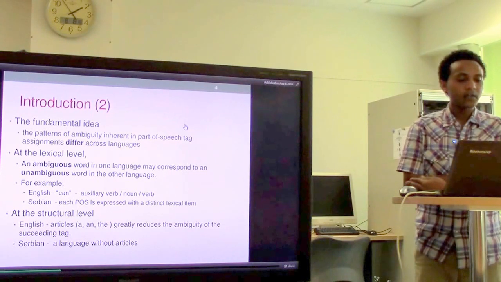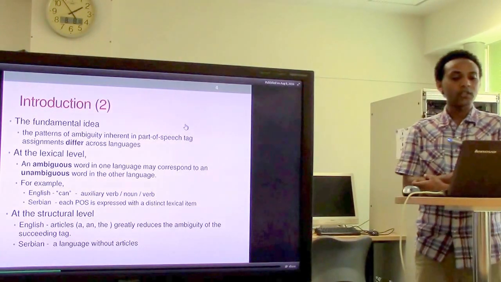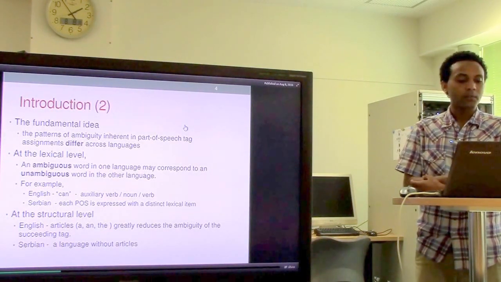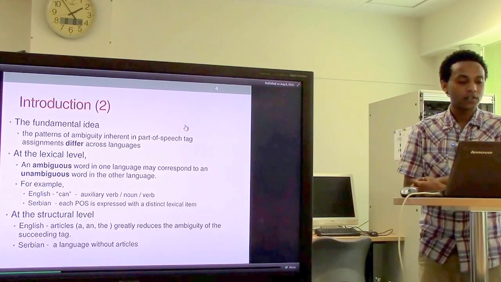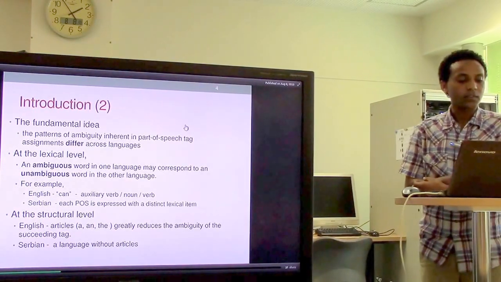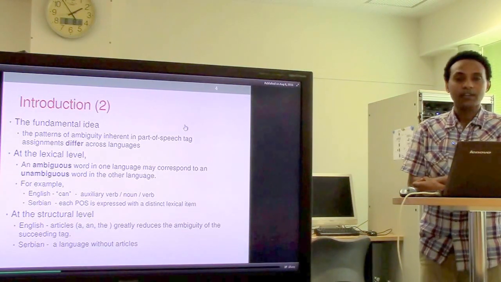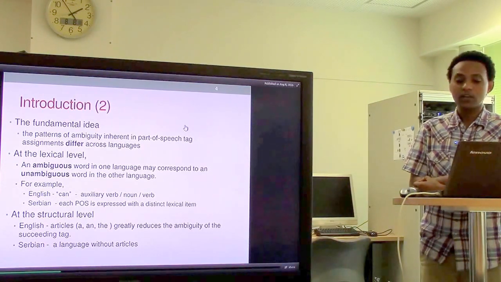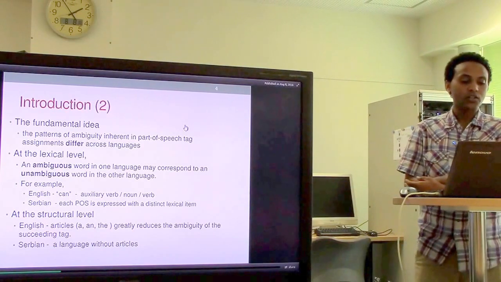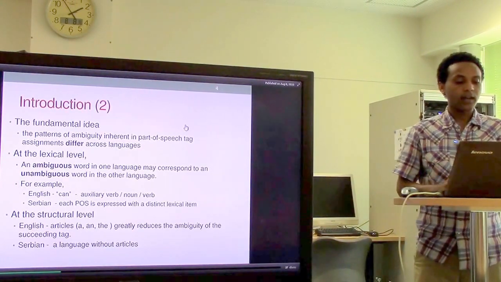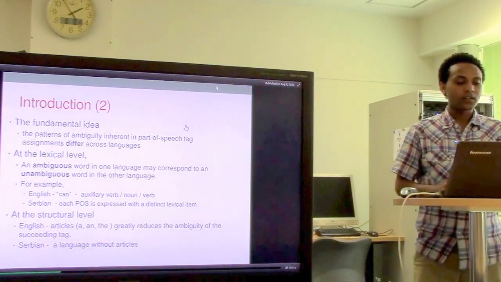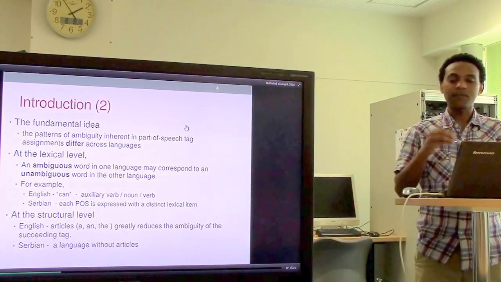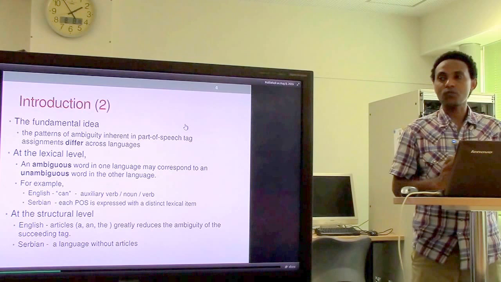So the idea is the patterns of ambiguity which are present in part of speech tags may differ across languages, but by using this difference in patterns, for example at the lexical level, as the example given here, for the word can in English, it may be used as an auxiliary verb, noun, or verb. So it can be used as a modal, like I can do something, ability. It may be the name of a container, a can, or it may be the action of canning, putting stuff in a container. So there are different roles for this word can.